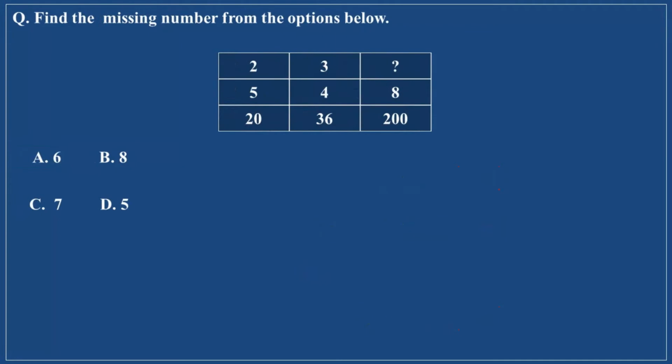Let's proceed to the next question. Find the missing number from the options given below. In this matrix, 2 squared is multiplied by 5, which is 4 multiplied by 5, which is equal to 20. Likewise, in the second set of columns, 3 squared is multiplied by 4, which is 9 multiplied by 4, which is equal to 36. Similarly, in the third set of columns, 5 squared is multiplied by 8, which is 25 multiplied by 8, which is equal to 200. Hence, option D is the right answer.